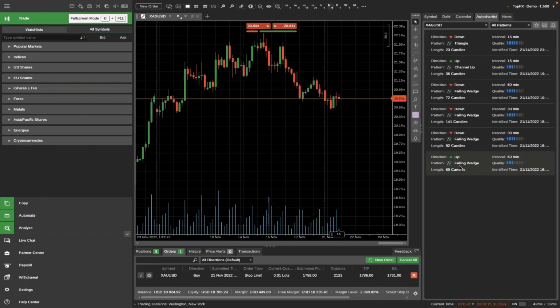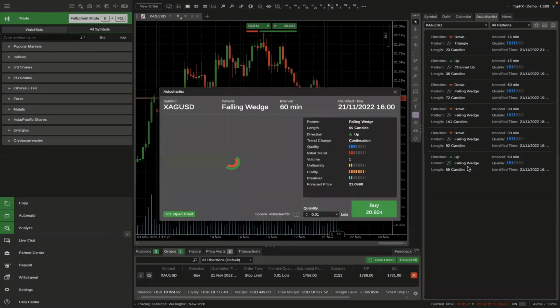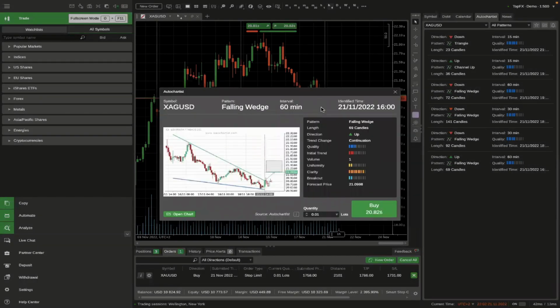And of course, you might be wondering, hey, which one of these signals is actually the correct one? Which one should I trade? Which one should I choose then? What you have to do is research a little bit more. So let me just take a look at the one on the very bottom.